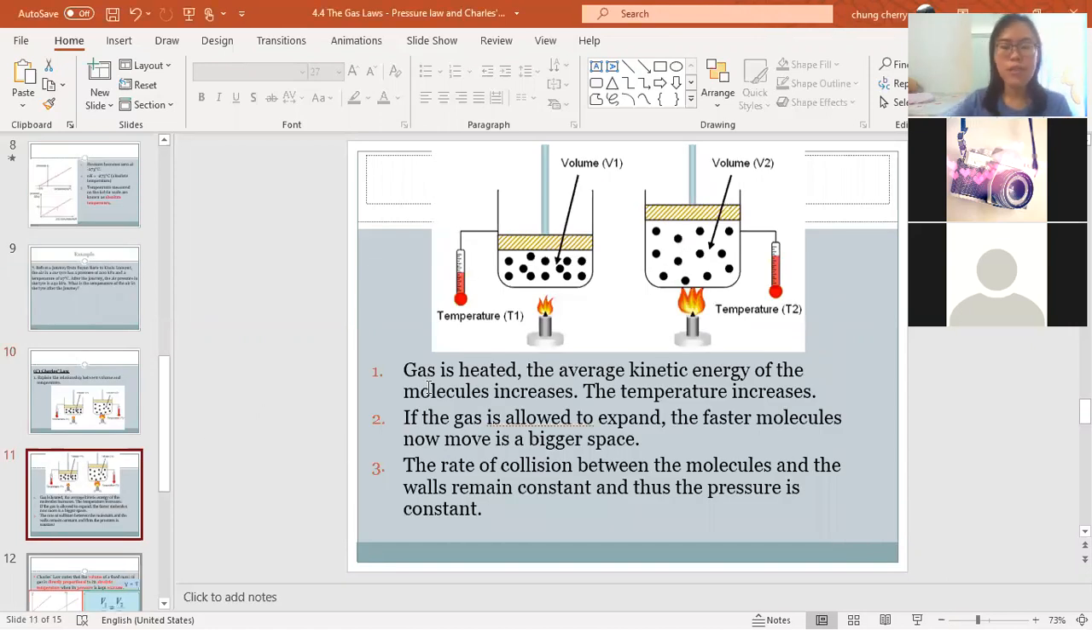So you see here, the gas is heated, the average kinetic energy of the molecules increases, so the temperature also increases. If the gas is allowed to expand, the faster molecules now move in a bigger space, so the rate of collision between the molecules and the wall will remain constant. Thus the pressure is constant. Charles' law means that when temperature increases, volume also increases. But please remember, you must use absolute temperature, which is measured in Kelvin.